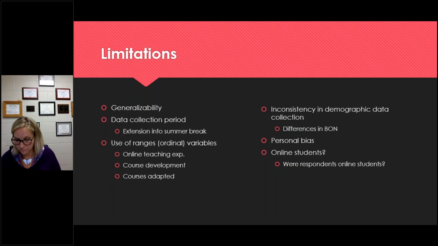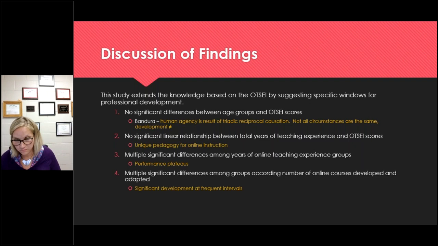So, my discussion of findings. Basically, this study extends the knowledge base on the OTSEI, the studies that have used that particular tool. I was only able to locate one group of studies, by Northcote and Goslin. Goslin created the tool, and Northcote was the research partner. Those studies just showed mean scores at different points in time. They did longitudinal work, but they did not examine the variation in the mean scores over time or identify performance plateaus.